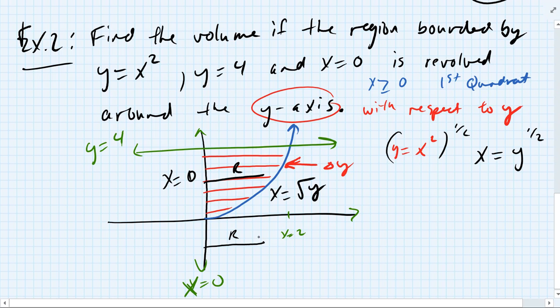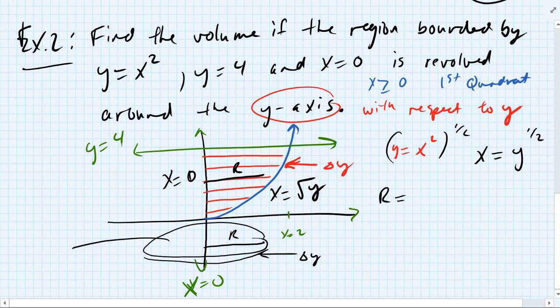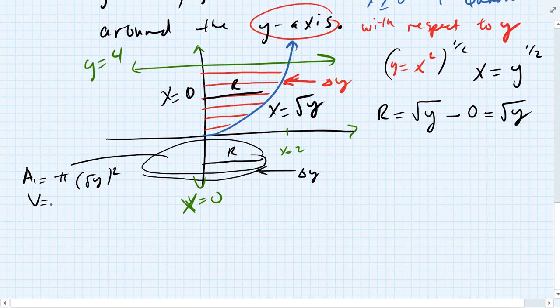Here's the radius. And notice, emphasizing again, that's delta y. What's this area? So let's see, what is R? What's the right-hand curve? Square root of y. What's my left-hand curve? 0. So is my radius square root of y? So the area of that one cross-section is equal to pi times square root of y squared. So the volume of just one section would be pi times square root of y squared delta y.